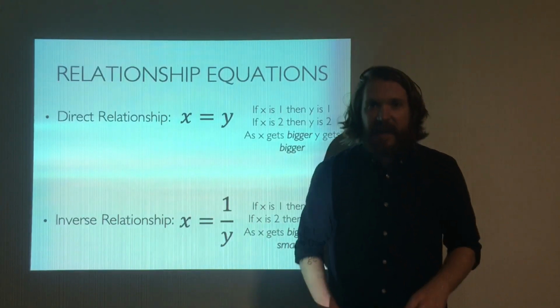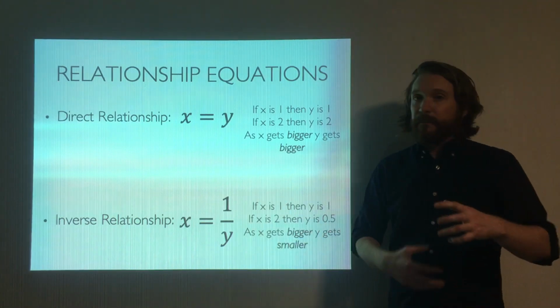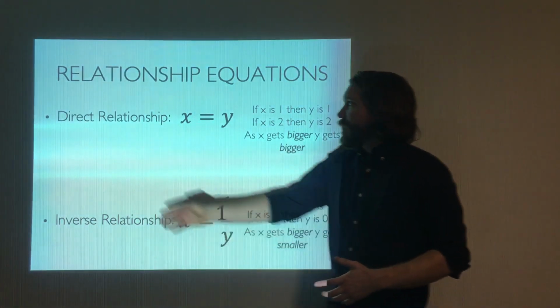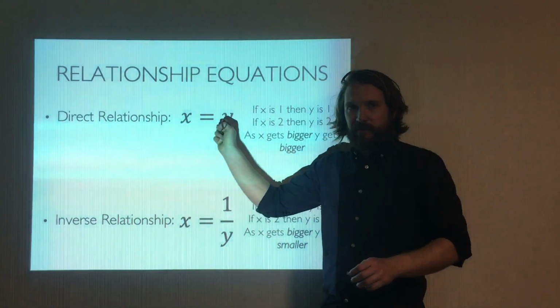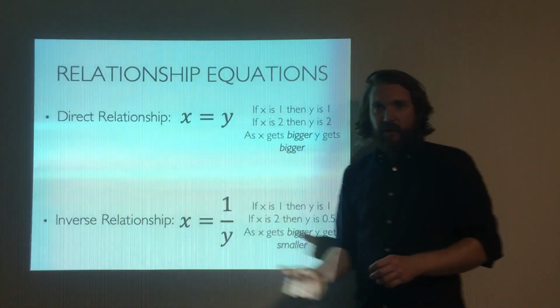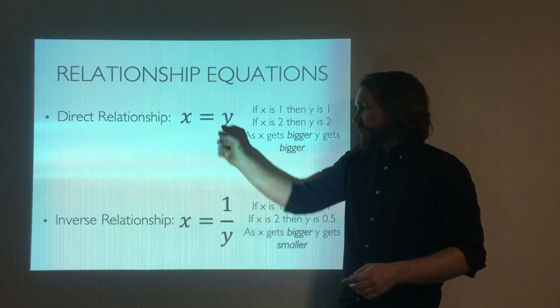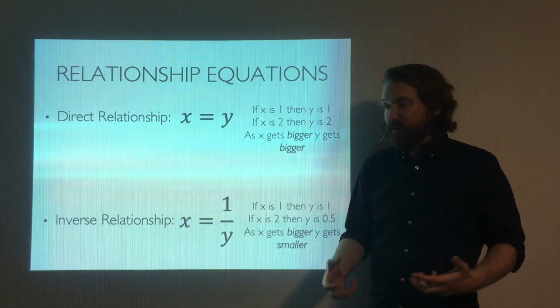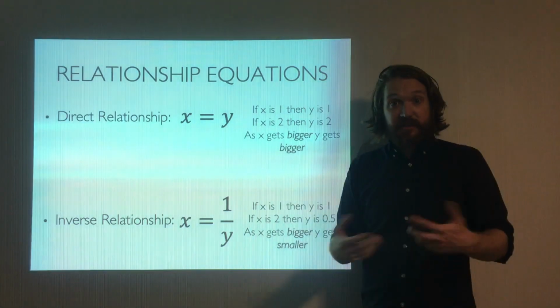So let's look at how this looks mathematically. And this is something we're going to come back to over the whole year. Direct relationships always look like this: X equals Y. Remember, letters are always variables. So if X is the amount of water you give a plant and Y is how tall the plant grows, the bigger X is, the bigger Y is. And this makes sense mathematically.